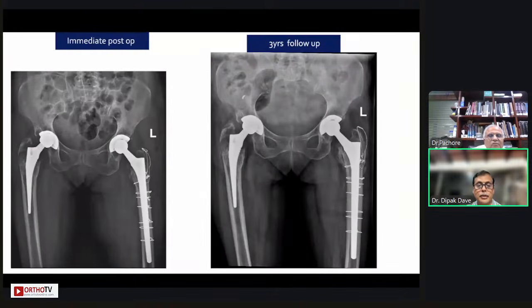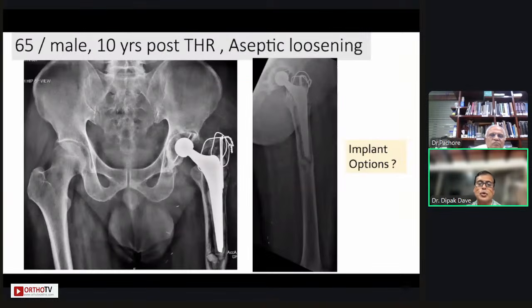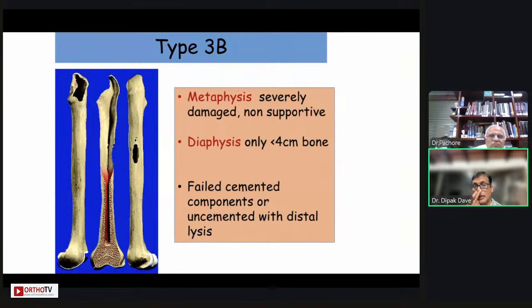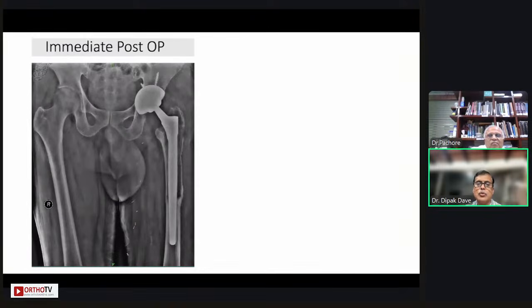A 67-year-old female, periprosthetic fracture, again titanium, 3 years follow-up. Type 3B is still more challenging. You can see extensive metaphysis loss, and the diaphysis is also less than 4 centimeters. So it is a scratch fit, with only a small portion of bone left to get fixation. The challenge here was to get the right size. The patient is a very, very tall patient.